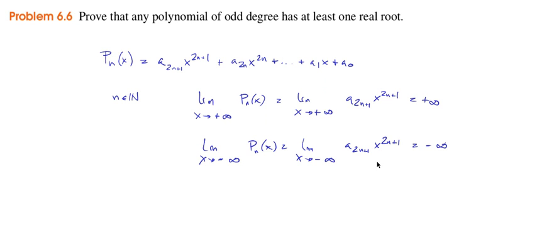Another way of writing this is to say that we have minus x, which is a positive number, to the 2n plus 1 times (minus 1) to the 2n plus 1. But 2n plus 1 is odd, so this is minus. So there's a minus here, and this goes to minus infinity.